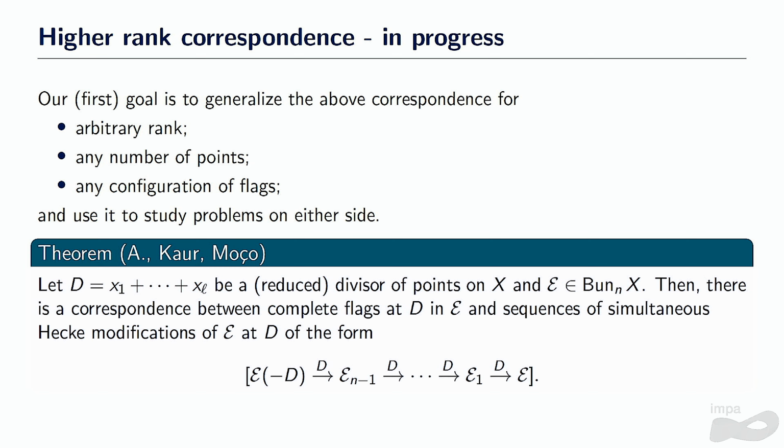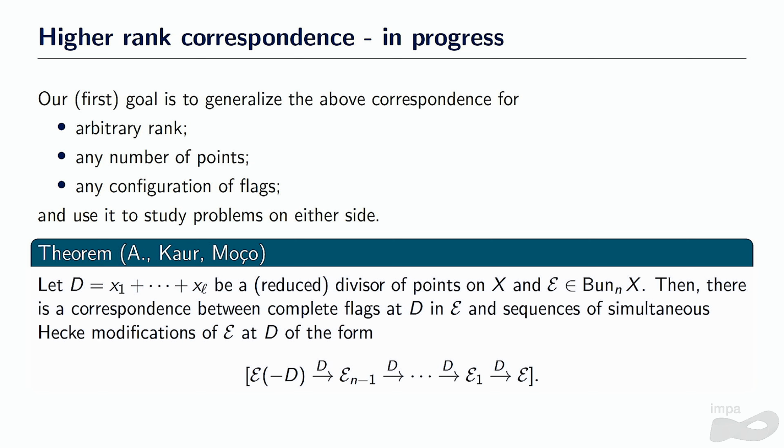Just two words about the proof. It's very important here that it's not any sequence of Hecke modifications. We have to put here E minus D. This is very important to control that we're going to have a flag when we come back from the Hecke modifications to the quasi-parabolic structure.